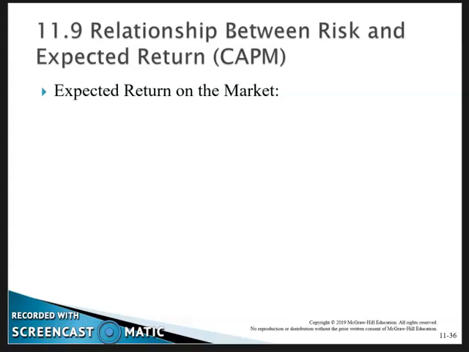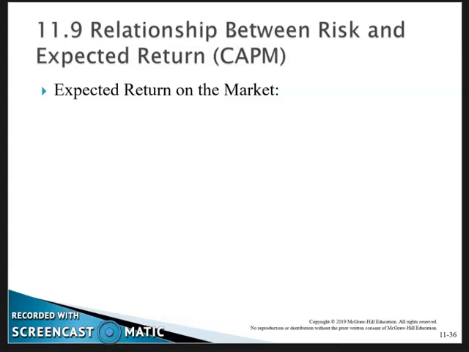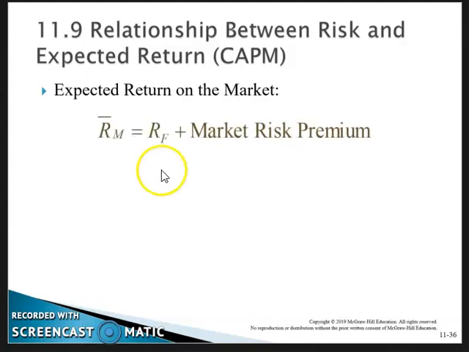So now we're going to start working through the development of the capital asset pricing model. We laid the framework: the relationship between expected return and risk, being the CAPM. The expected return on the market, R bar M, is equal to the risk-free rate plus the market risk premium. The market risk premium is simply the expected return on the market minus the risk-free rate.